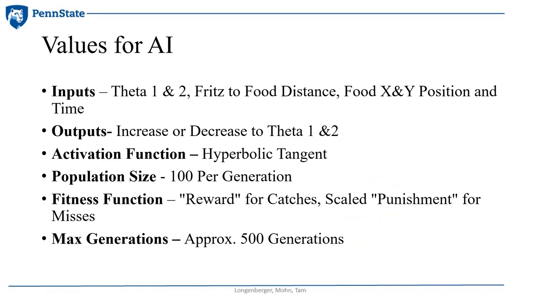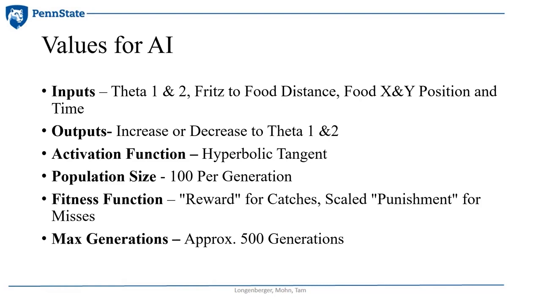For inputs, we gave the AI θ1 and θ2 of Fritz, the distance between Fritz and the food's x and y position, and time. For outputs, the model told us whether to increase or decrease the values of θ1 and θ2. We used the function hyperbolic tangent as the activation function. Our population size was set to be 100 per generation.